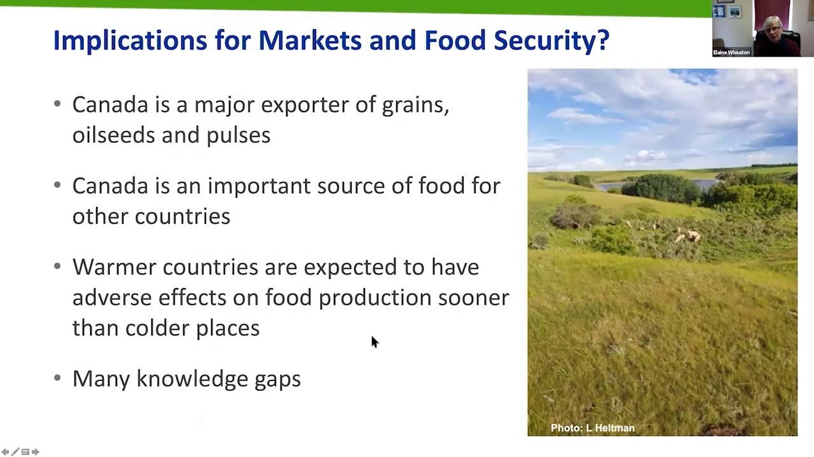So I want to give you the question about implications for markets and food security. As you do know, Canada is a major exporter of grains, oilseeds, and pulses. So an important source of food for other countries. And speaking of other countries, warmer countries, tropical countries, are expected to have more adverse effects on food production than the cooler countries, such as Russia and Canada. Of course, we have a lot of knowledge gaps, but we are really affected by that trade.